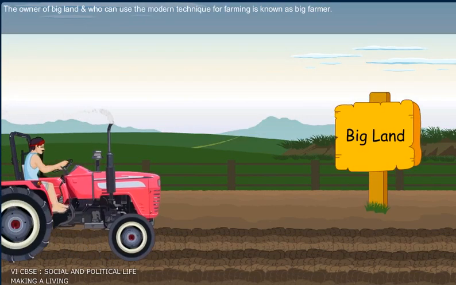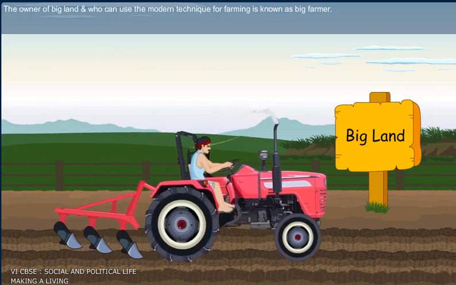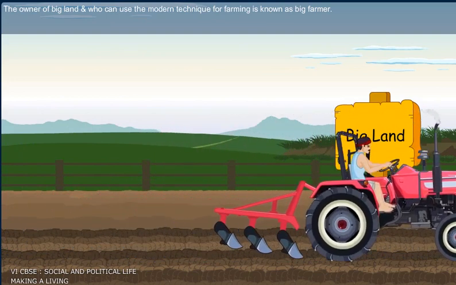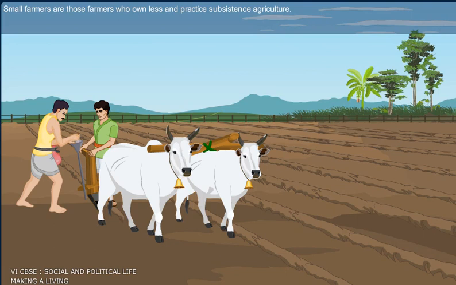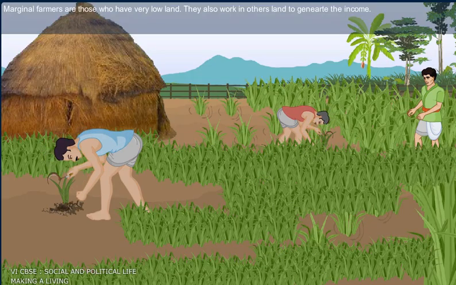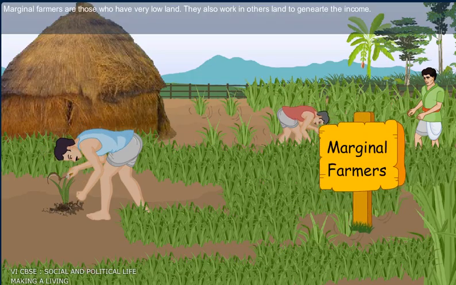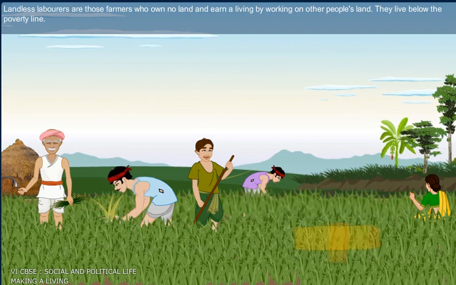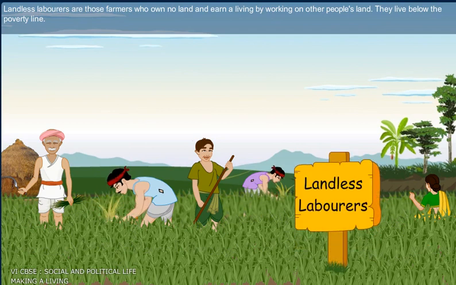The owner of big land, who can use modern techniques for farming, is known as a big farmer. Small farmers are those who own less land and practice subsistence agriculture. Marginal farmers are those who have very little land. They also work on others' land to generate income. Landless laborers are those farmers who own no land and earn a living by working on other people's land. They live below the poverty line.